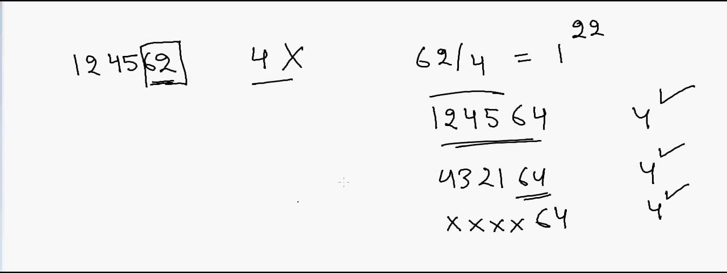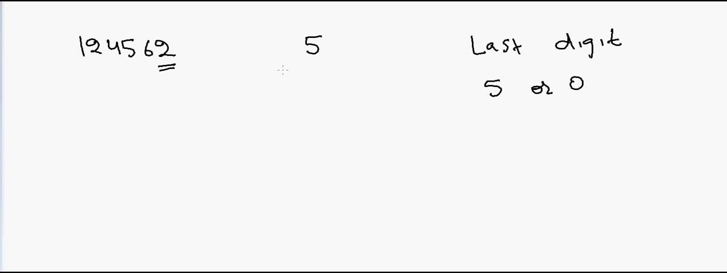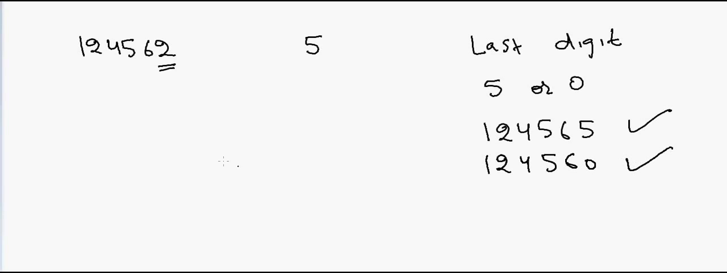Now let's write the number again: 124562. Is this number divisible by 5? No, because to be divisible by 5, the last digit should be either 5 or 0. In this case it's not, so it is not divisible by 5. If I had 124565, then it would be, or if I had 124560, then it would be, but not in this case. So we know this now.